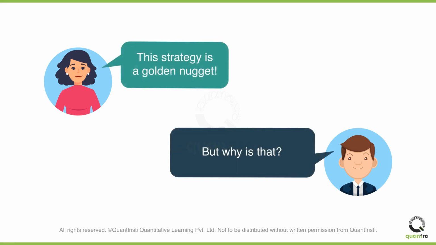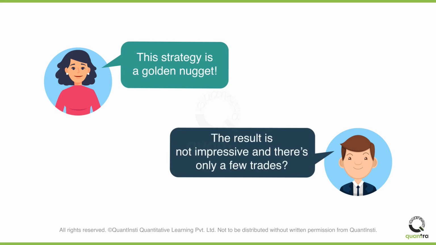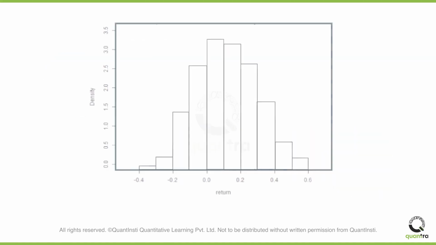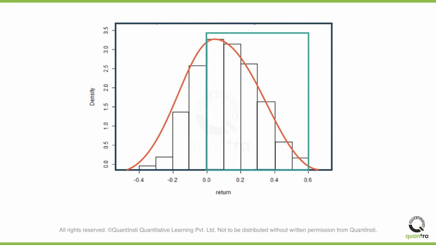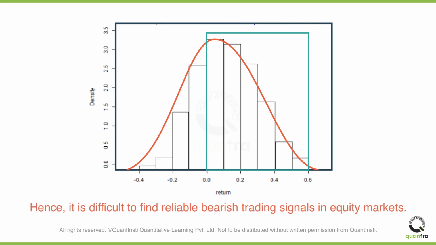But you may legitimately ask why? The results are not very impressive, and there's a relatively small number of trades. The risk-adjusted return is a meager 0.49. To answer this, first consider that equities have a positively skewed return profile. Historically, they have a higher probability of positive returns, and the skew increases as we move from daily, to monthly, to annually. For this reason, it is in fact quite difficult to find reliable bearish trading signals in equity markets.